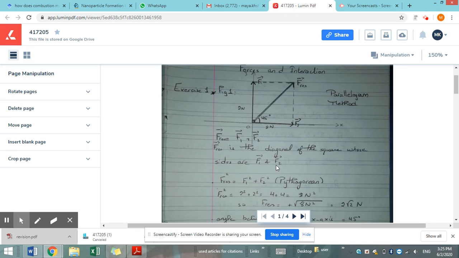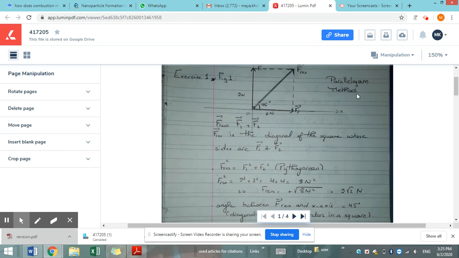So by doing construction, drawing the side opposite to F2 and equal and parallel to it, and the side equal, parallel and opposite to F1, here we get the square. So we draw the diagonal, which is F resultant. Making use of some geometric properties, for example, in order to calculate the magnitude of the resultant force, F squared, as you can see here without vector, F squared resultant is F1 squared plus F2 squared. This is according to Pythagoras if you want to apply it in this triangle, for example.